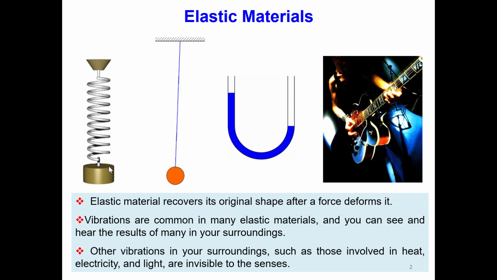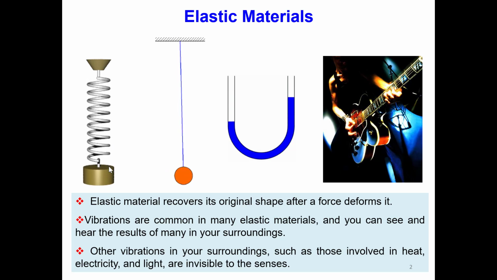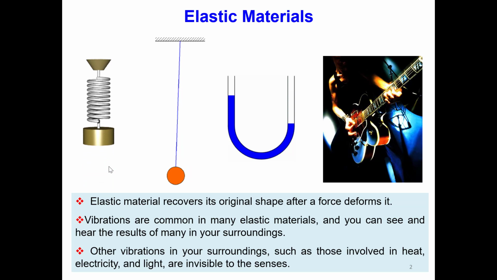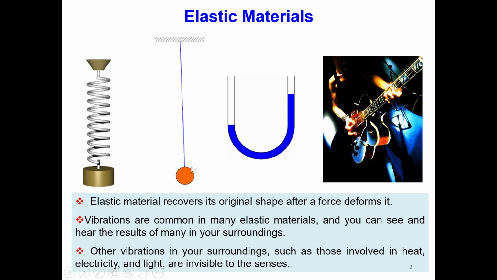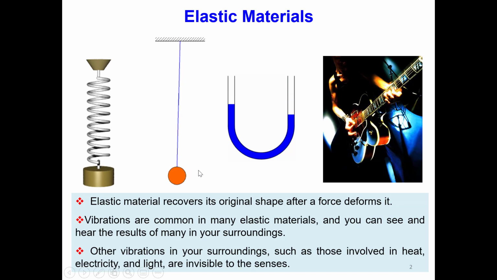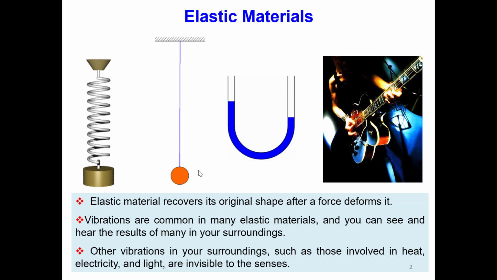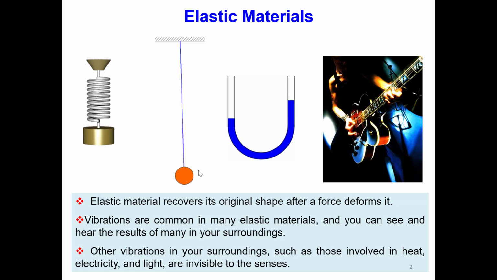Vibrations are common in many elastic materials, for example, the spring, or also the strings of a guitar. Also, there are some systems that can vibrate, for example, the pendulum. These are some vibrations we can see. There are other vibrations we can hear, for example, sound.